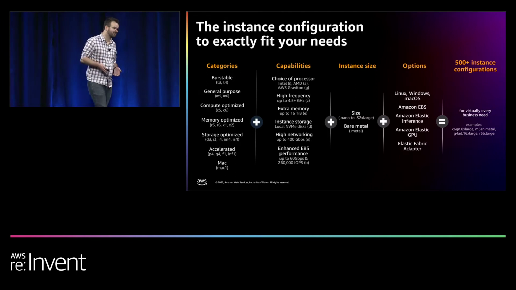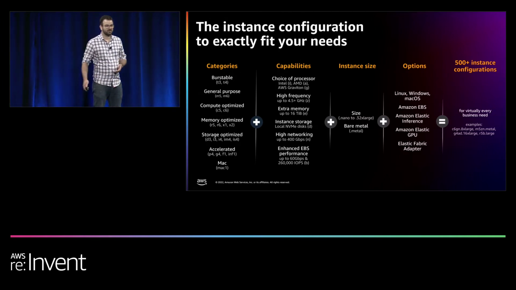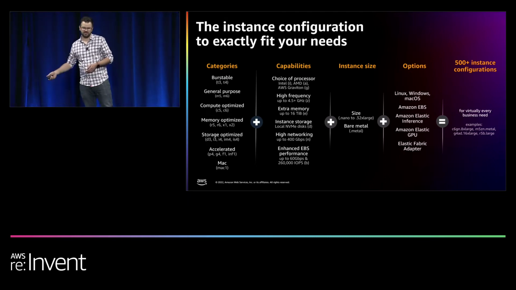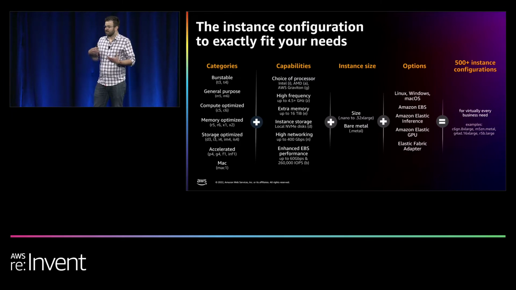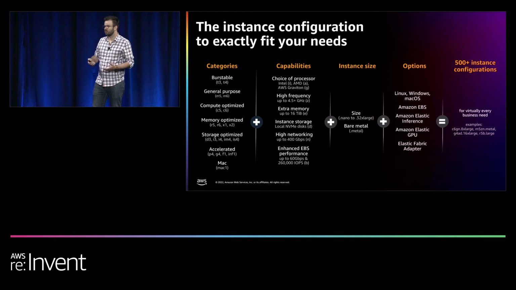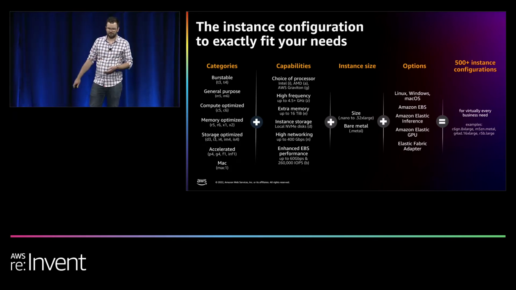Now with over 500, we give you options for super high frequency, network throughput, local instance storage. And this choice is great. And all these options are awesome because it lets you pick the instances that are best suited for your workloads. Because our goal is to help you find the instances that best match your needs.